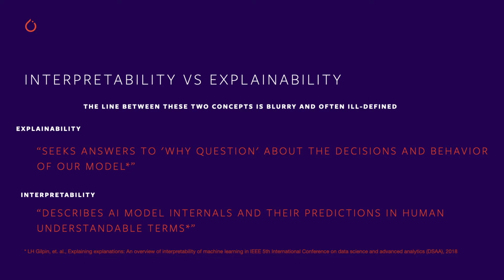Explainability seeks answers to why questions about the decisions and behavior of our model. Interpretability describes AI model internals and their predictions in human understandable terms. In some sense, interpretability helps us to explain the model and can be seen as a subset of the larger explainability concept. In a general sense, both interpretability and explainability aim to increase the understanding and trust in our models, and in this talk we will use those concepts interchangeably.